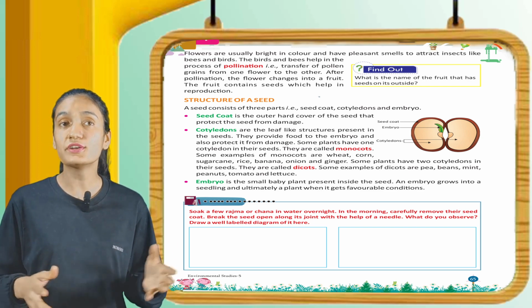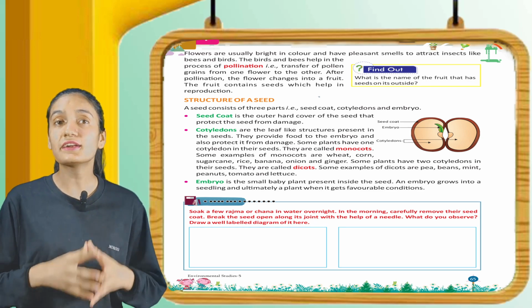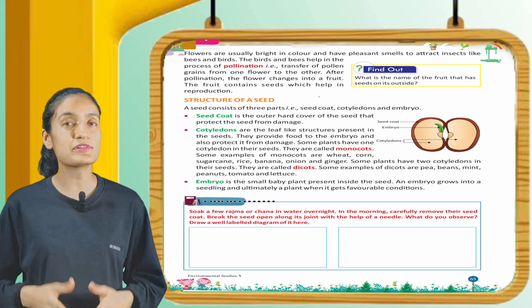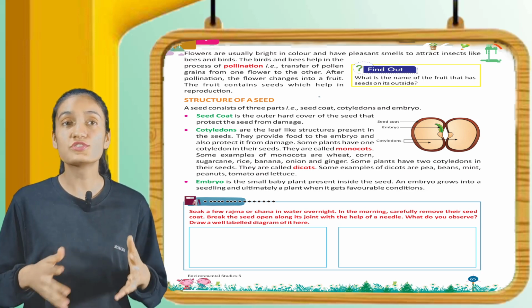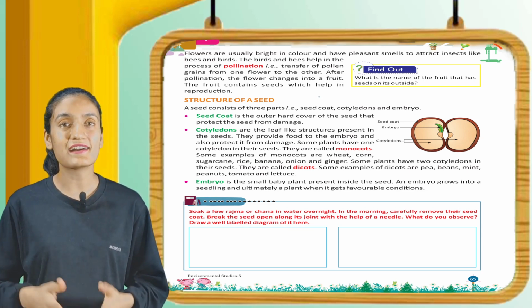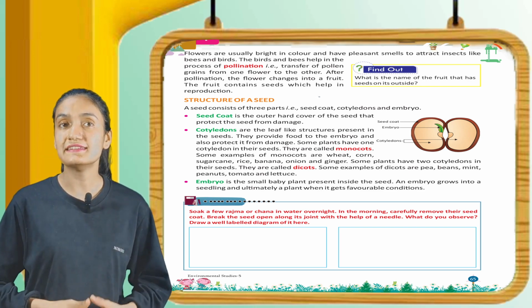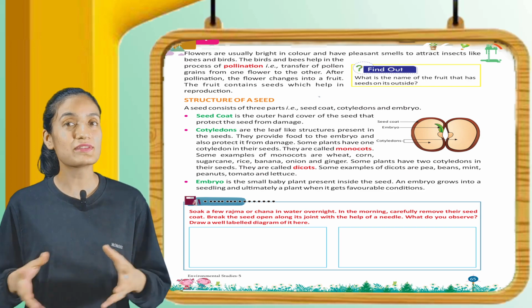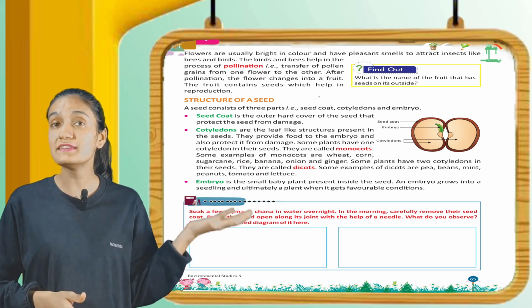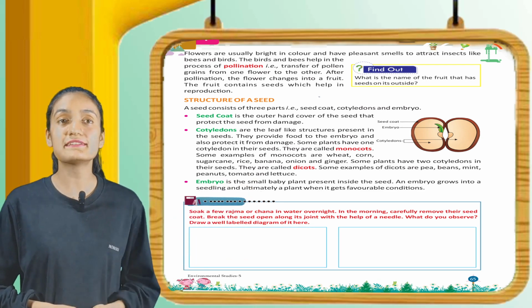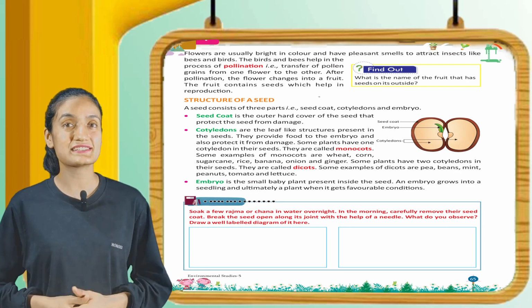Some plants have one cotyledon in their seeds. They are called monocots. Some examples of monocots are wheat, corn, sugarcane, rice, banana, onion and ginger. Some plants have two cotyledons in their seeds. They are called dicots. Some examples of dicots are peas, beans, mint, peanuts, tomato and lettuce.